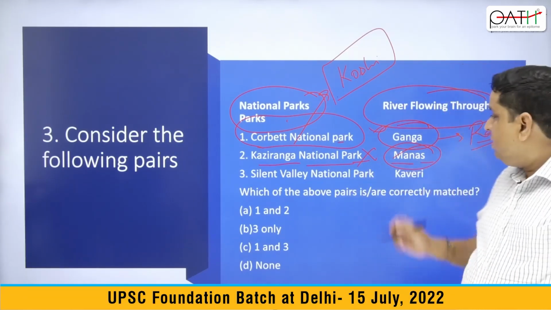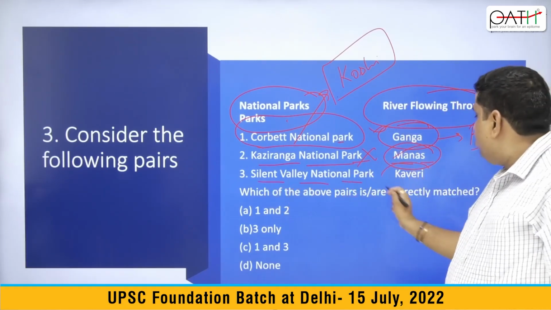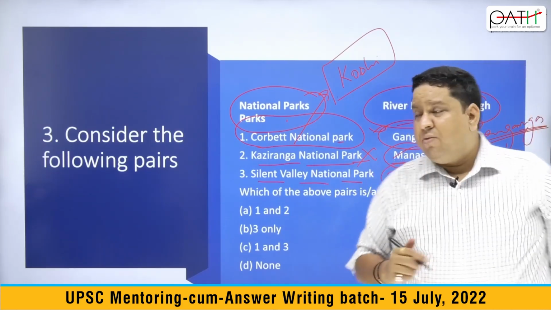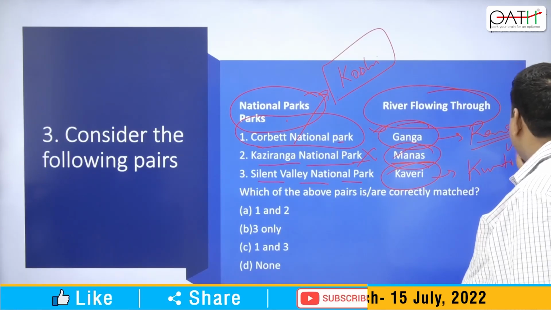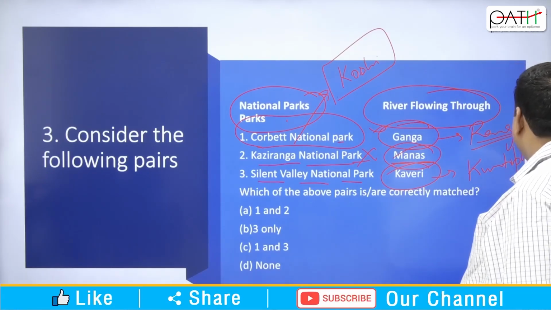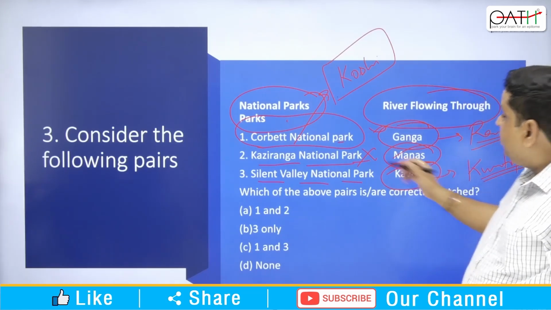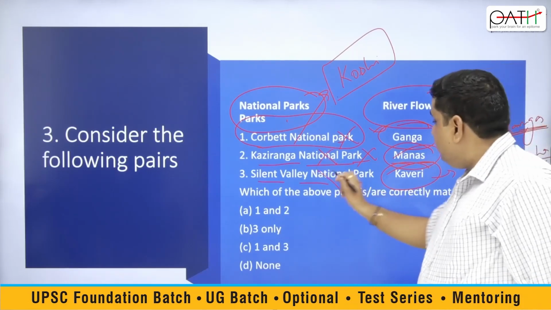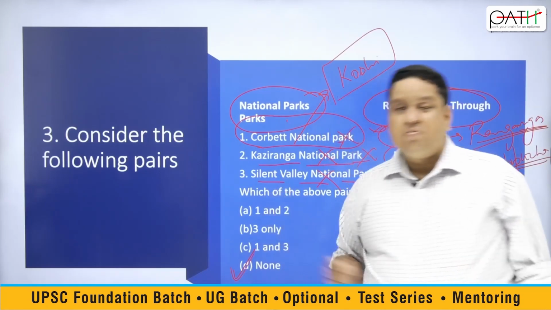Third pair, in fact, Silent Valley National Park. So it is drained by Kaveri River. No, it's not drained by Kaveri River. It is drained by river Kunti Puzha. So here we can see that first pair is incorrect, second pair is incorrect, third pair is also incorrect. So the answer will be option D, none.